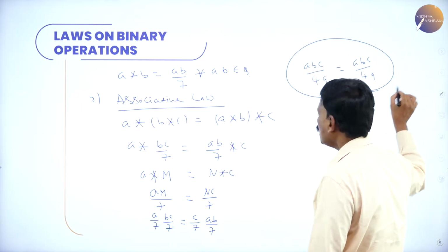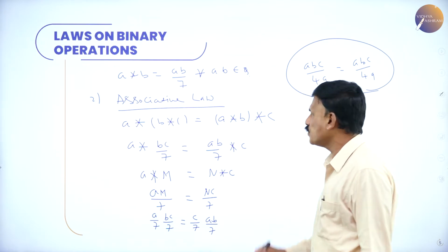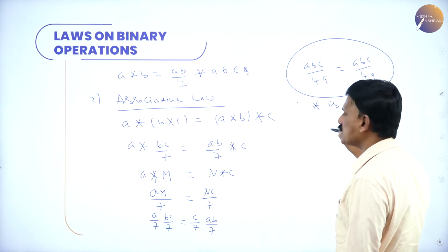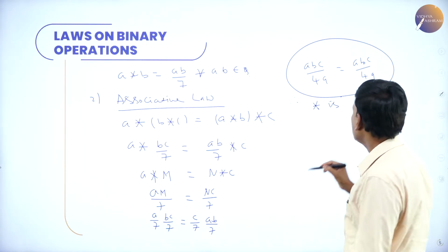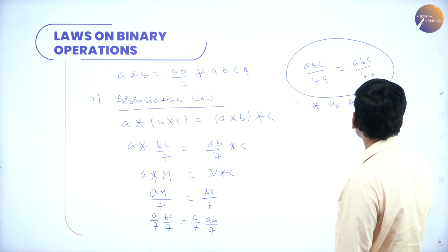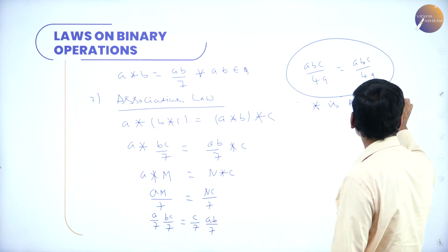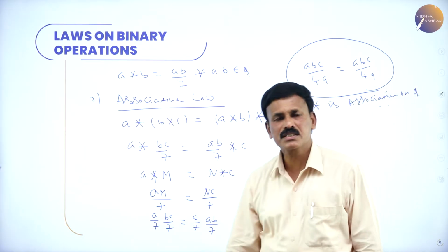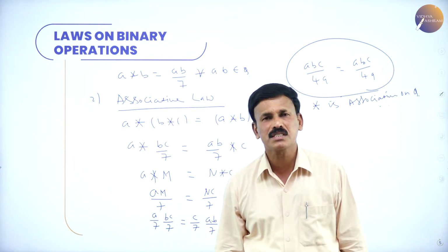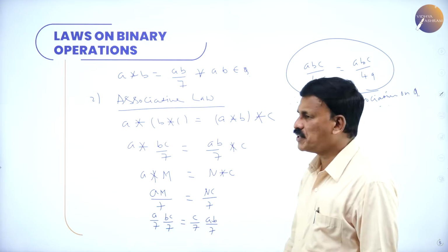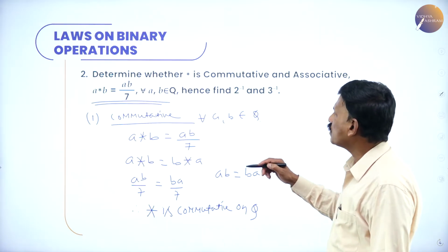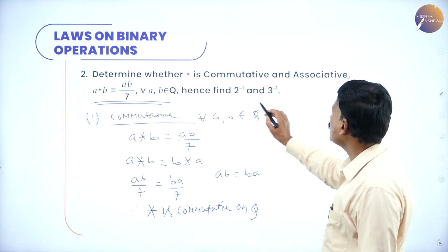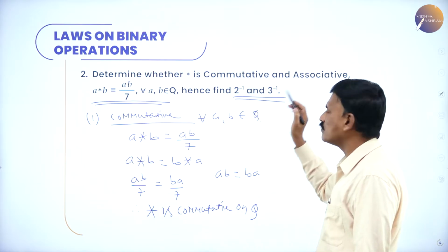So LHS is equal to RHS. Therefore star is said to satisfy the associative law. So therefore star is associative on Q. Hence star is both associative as well as commutative. Now what is required to find? So come back to the problem. What is the problem? Hence find 2 inverse and 3 inverse.